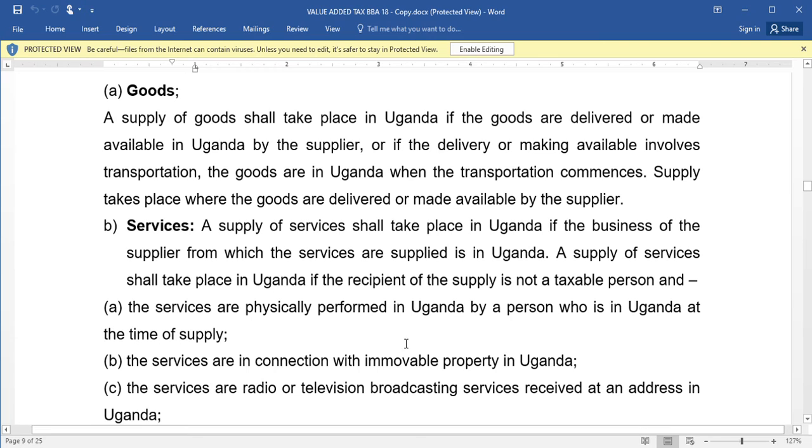Then services are in connection with immovable property in Uganda. Supplies are intangible, they can't be seen, and they're immovable. So once the services are in connection with immovable property, it is known as supply of services for VAT purposes. Then the supplies are radio or television broadcasting services received at an address in Uganda. When the receiver is in Uganda, the receiver of the television or radio broadcasting services, that is also known as supply of a service.